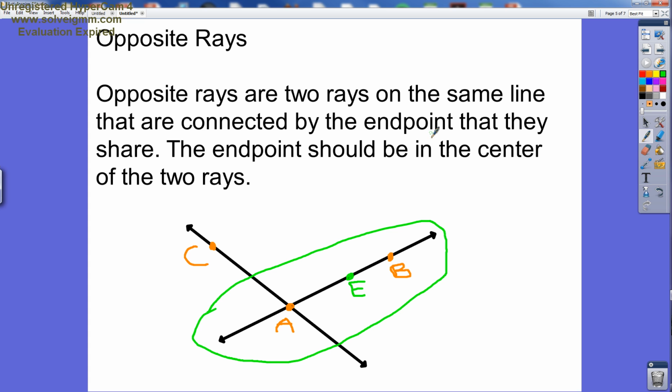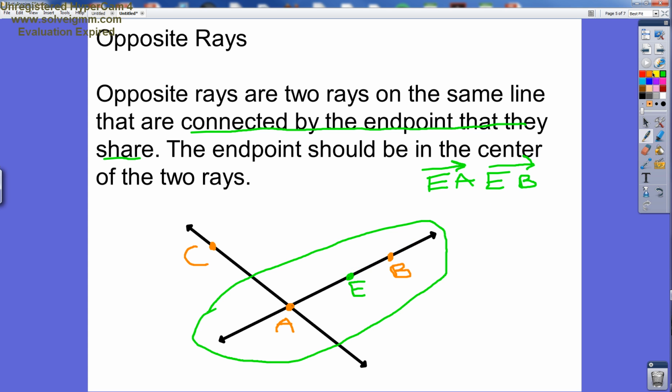The first one is ray EA. The second one is ray EB. And we know that they are opposite rays because, again, they're connected by the endpoint that they share. See, the endpoint that they share is E. They both have E, and that's sort of their starting point.